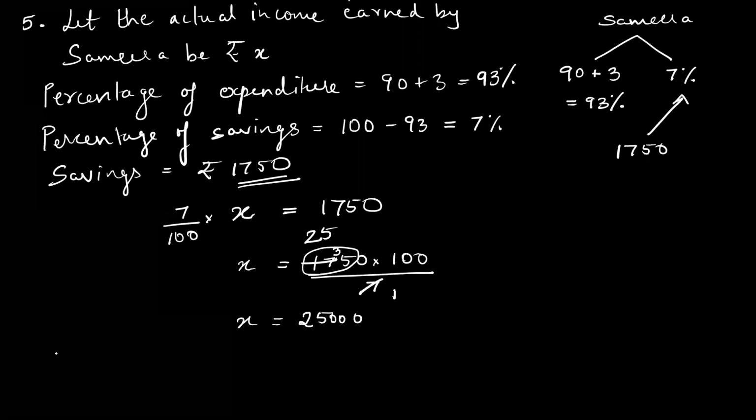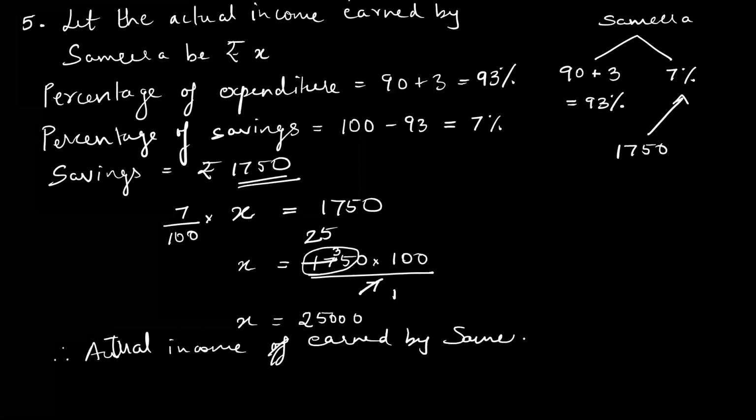Therefore, the actual income earned by Samira is rupees 25,000. Okay, very good. Easy? Yes, sir.